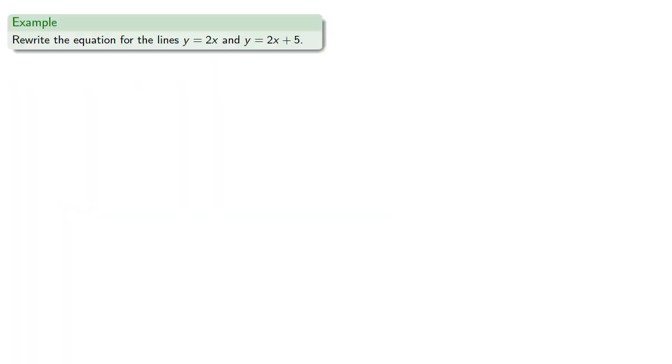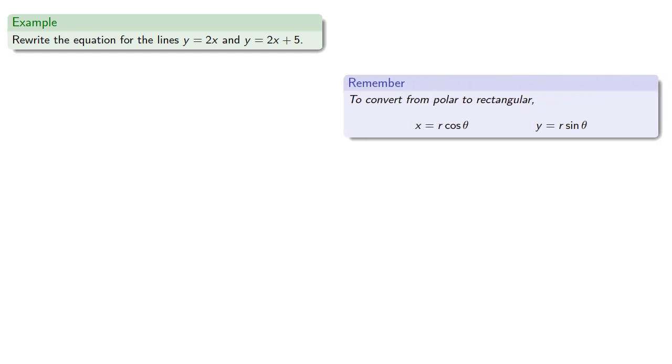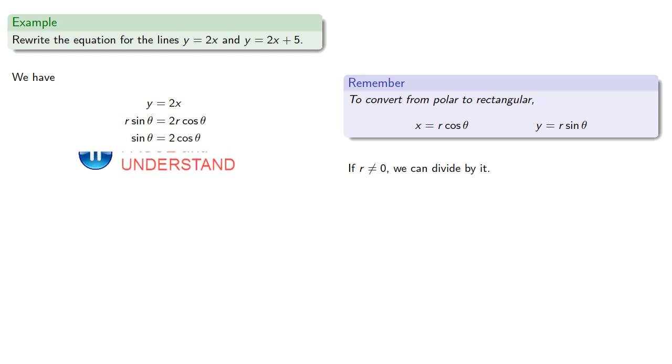So, for example, let's rewrite the equation for the lines y equals 2x and y equals 2x plus 5. Remember, to convert from polar to rectangular, we use x equals r cosine theta and y equals r sine theta, and so we have y equals 2x. Replacing these will become r sine theta equals 2 r cosine theta, and we can simplify this a little. If r is not equal to 0, we can divide by it. And if cosine theta is not equal to 0, we can divide by it.